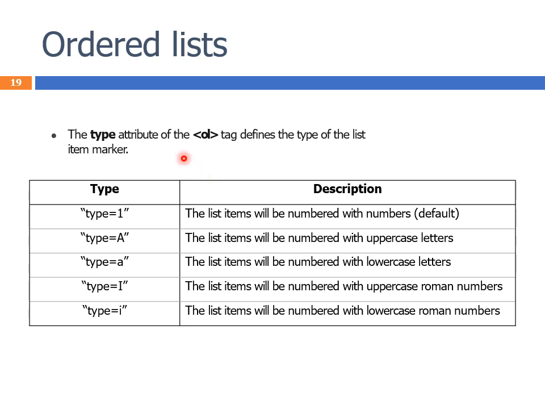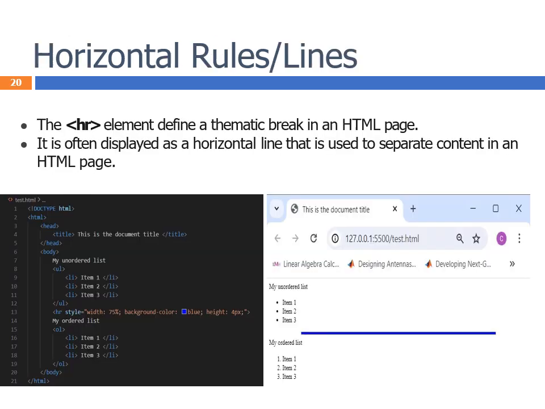So the type attribute of the OL defines the type of the list. By default, it is type 1, which means that the list items will be numbered with numbers. Also, the list items can be numbered with uppercase letters or lowercase letters, uppercase Romans or lowercase Roman letters.